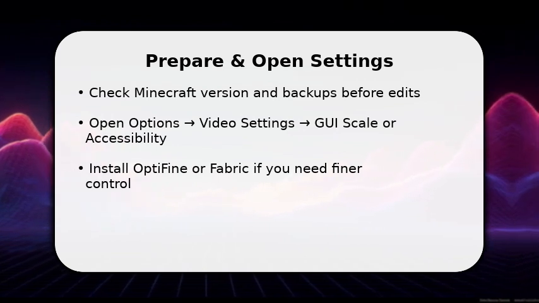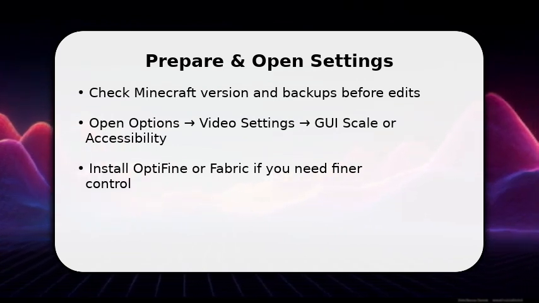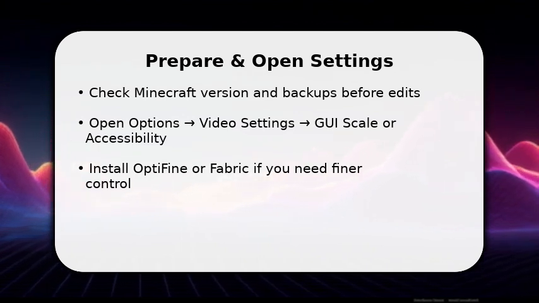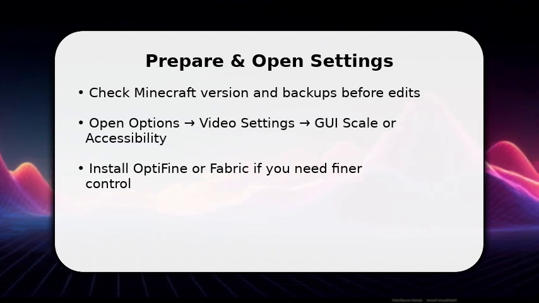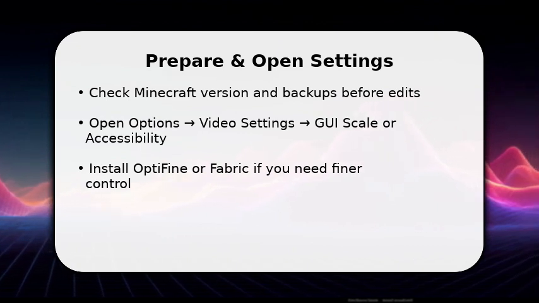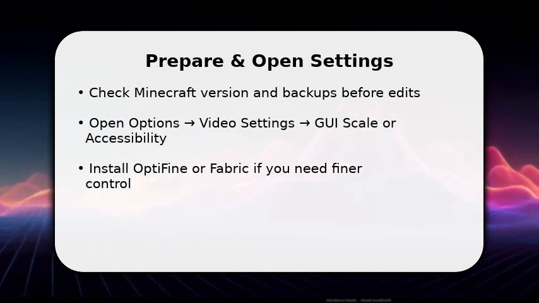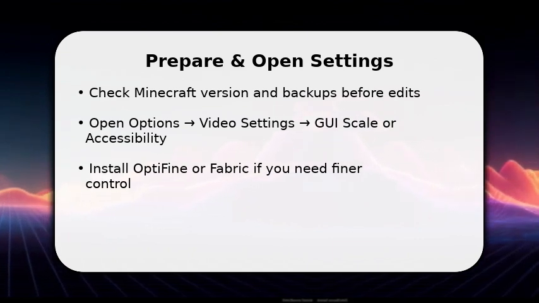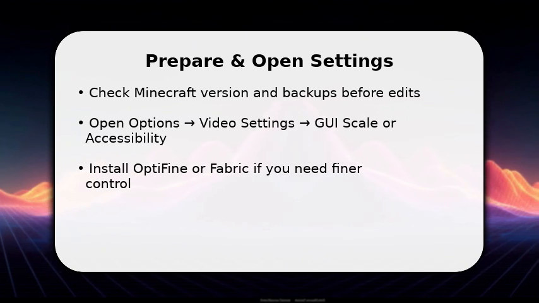Next, open Options and go to Video Settings. GUI Scale alters overall HUD text size. Accessibility has chat and narrator text options. If you want granular control beyond those sliders, install Optifine or a Fabric mod. These let you adjust font rendering or per element sizes. Once done, note current settings so you can revert if needed.